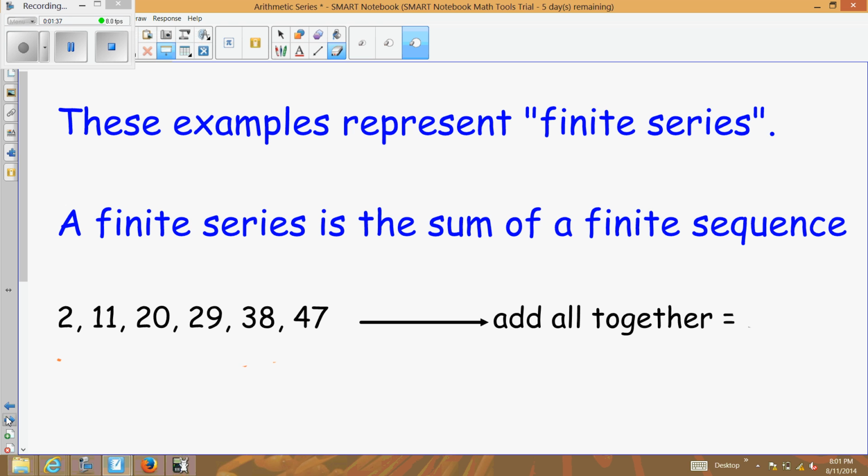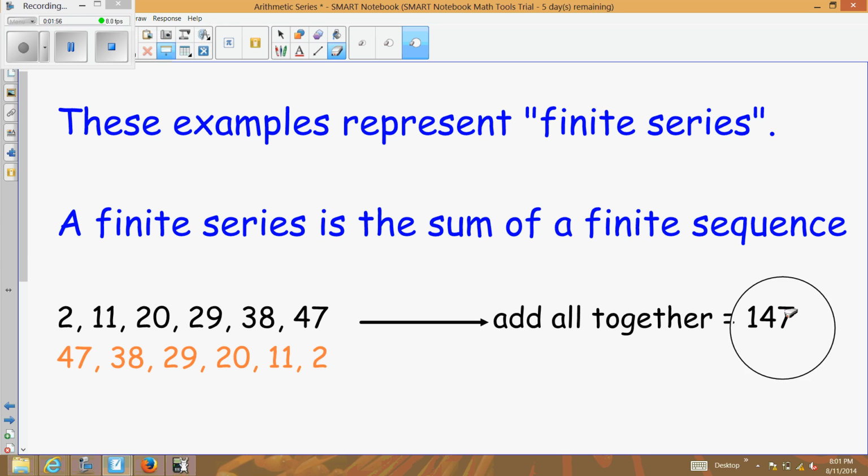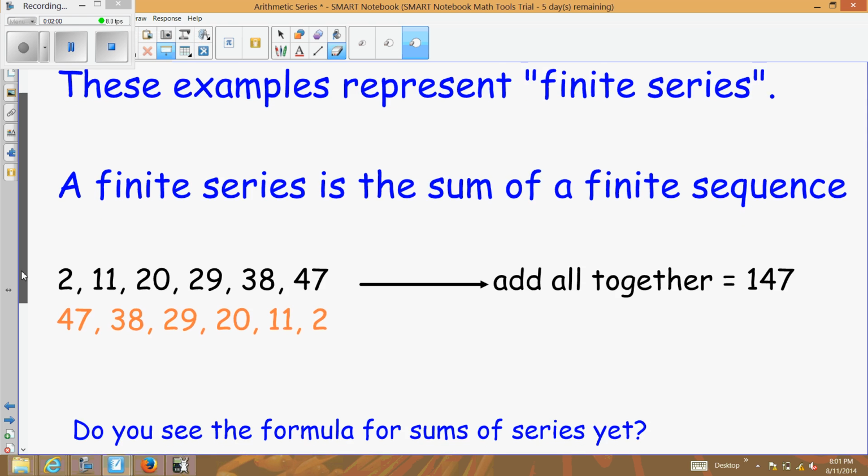So these examples represent finite series, and a finite series is a sum of a finite sequence, meaning that it stops altogether. So if I look at it, you've got 2, 11, 20, 29, 38, 47. If you added these together, okay, the numbers backwards, they would total to equal 147.